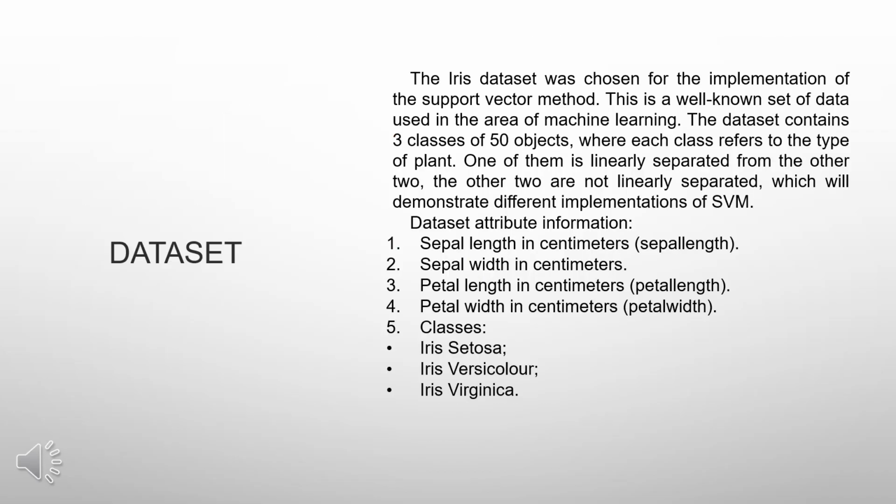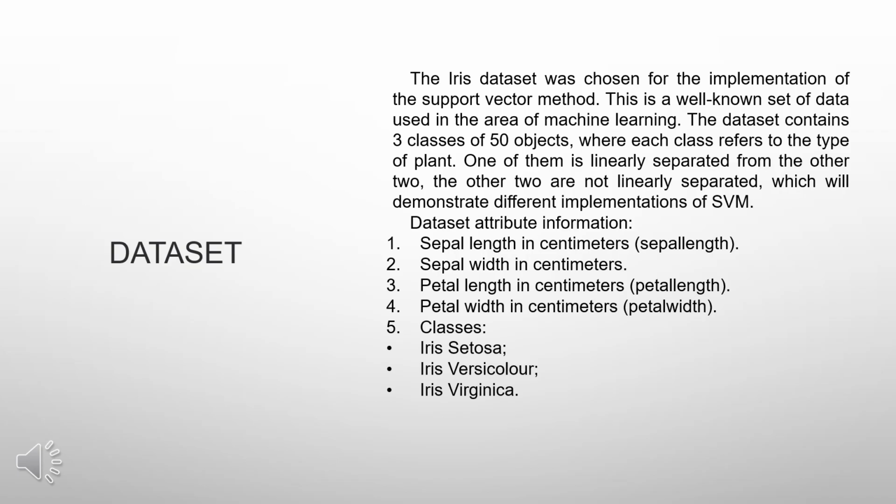Dataset. The IRIS dataset was chosen for the implementation of the support vector method. This is a well-known set of data used in the area of machine learning. The dataset contains 3 classes of 50 objects, where each class refers to a type of plant. One of them is linearly separable from the other 2. The other 2 are not linearly separable, which will demonstrate different implementations of SVM.